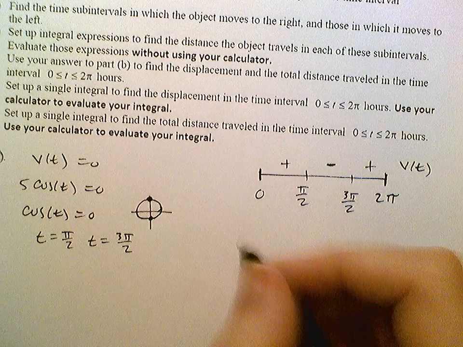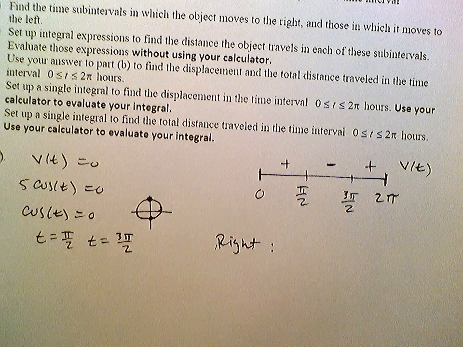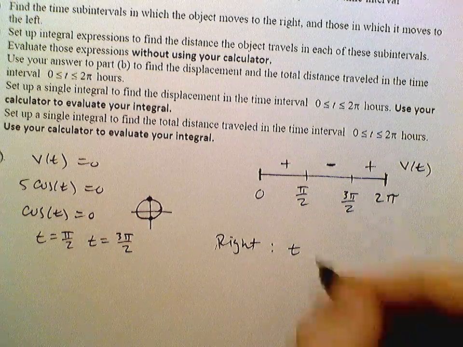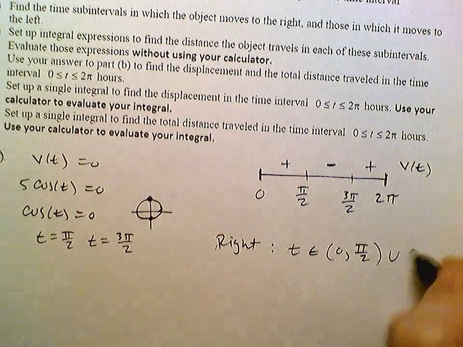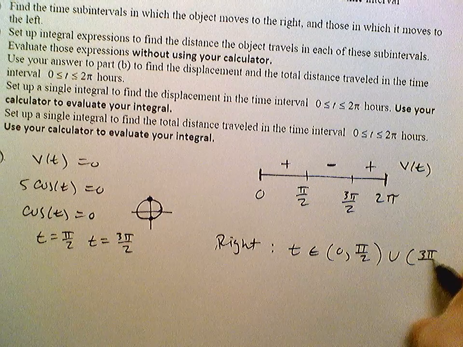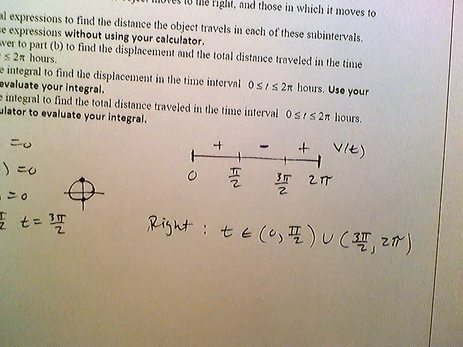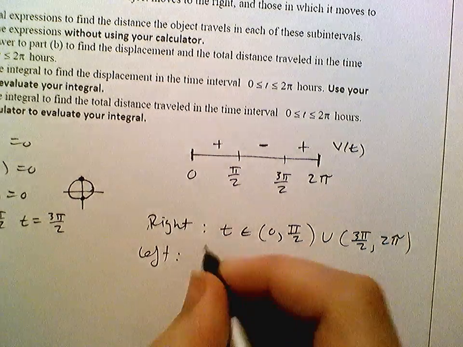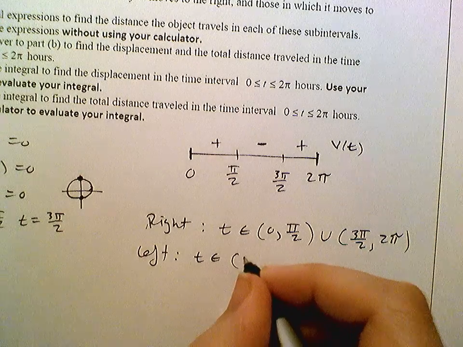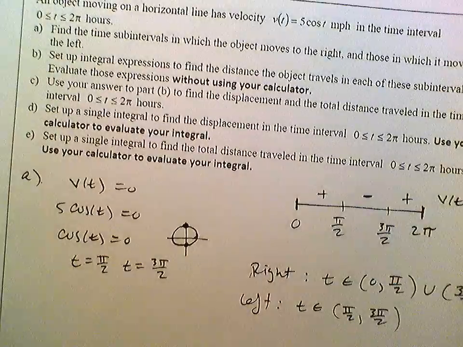All right, so to answer their question, the object is moving right for values of t between 0 and pi over 2, and then union 3 pi over 2 to 2 pi. They're not asking us to explain why, but if so, you would say because on these intervals the velocity is positive. And it's moving left on this time interval, and if they asked why, you'd say because on this interval the velocity is negative. Okay, so that was sort of a blast from the past. I know we've done that before.